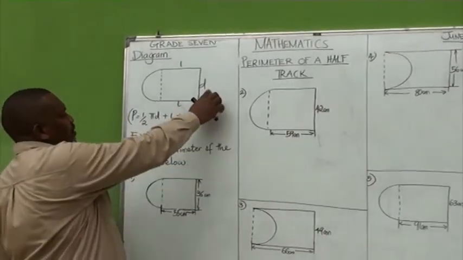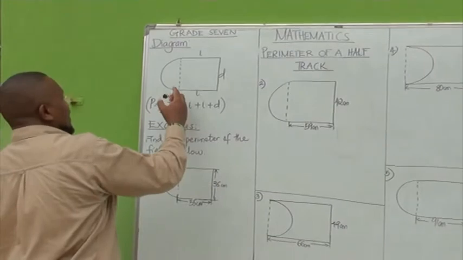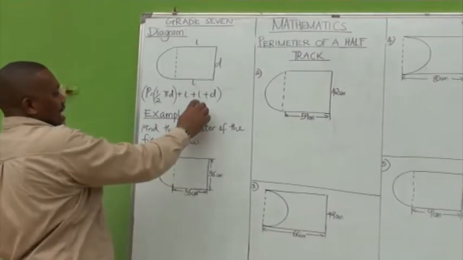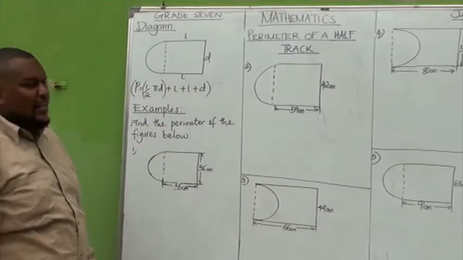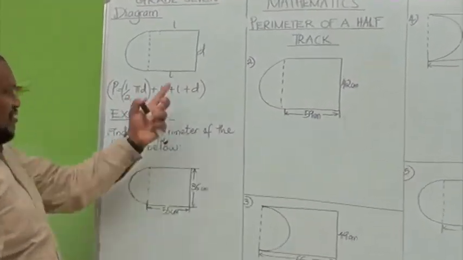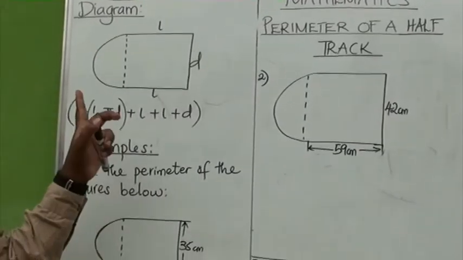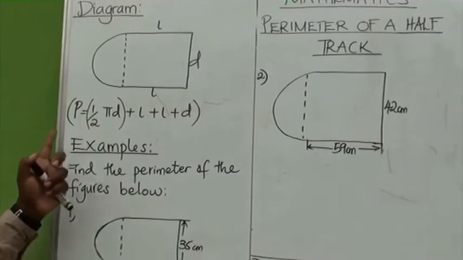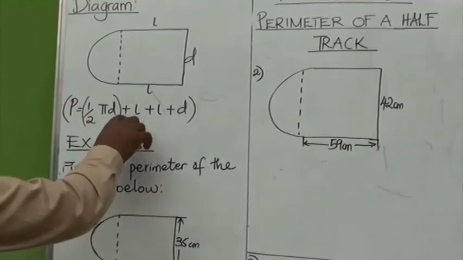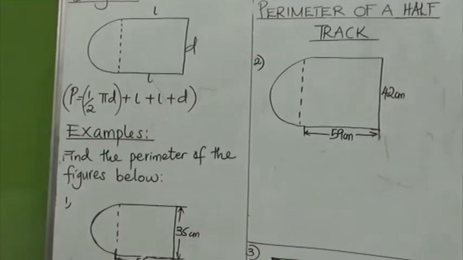If you look at this one, we have the diameter on this side, then we have two lengths. Remember, this semicircle we have to cater for. So perimeter is equal to half pi d for this part plus length, plus another length. And remember, diameter is also a length, so we also add our diameter. We don't want to keep talking about length and width because this is a track; we are talking more of the diameter, which represents the semicircular parts of the track. Therefore, the formula is a half pi d plus L plus L plus D. That is what we are going to use to do the five examples that we are having.